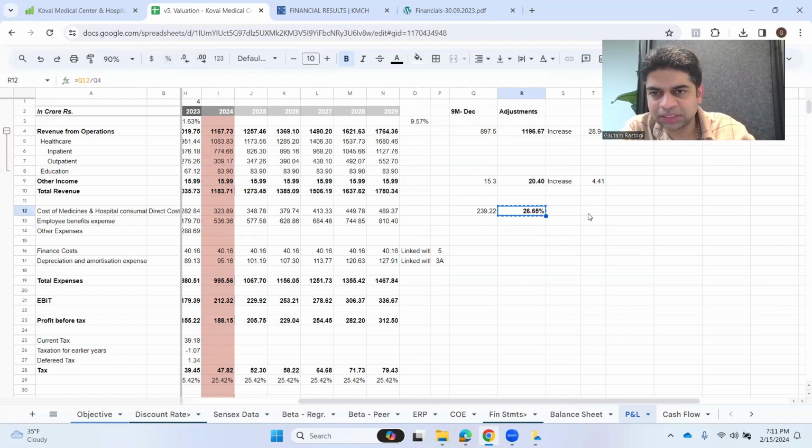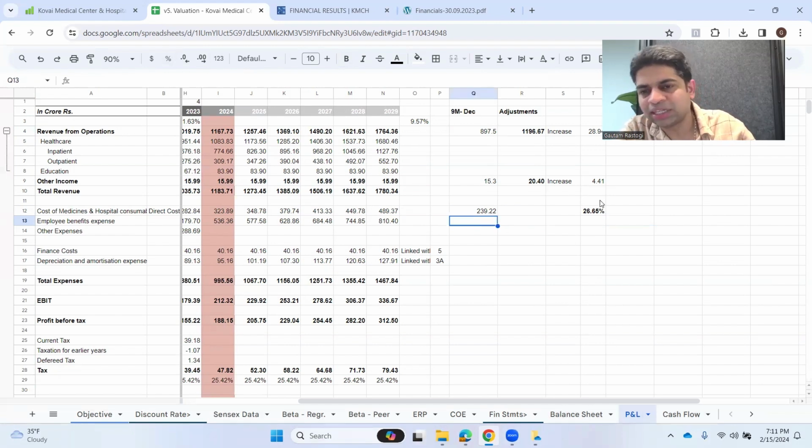This is not an adjustment per se. This is okay. 26.65. Okay, let's first note it down. 26.65 is their COGS. This is what it is, COGS percentage. अभी हम compare करेंगे कि हमारा COGS percentage कितना है.